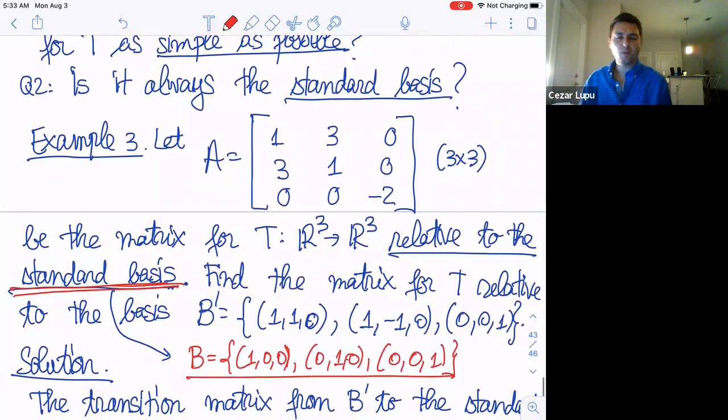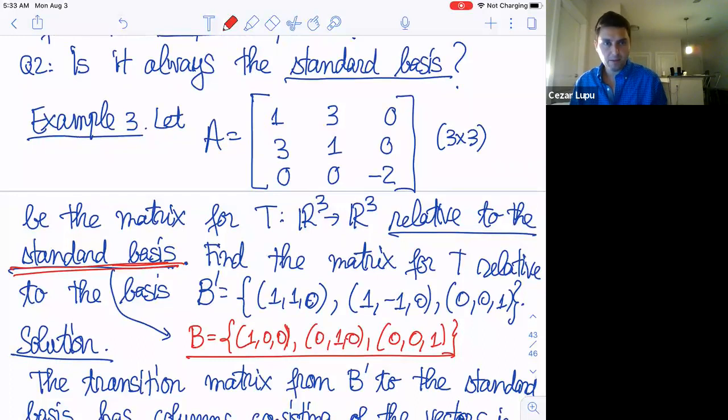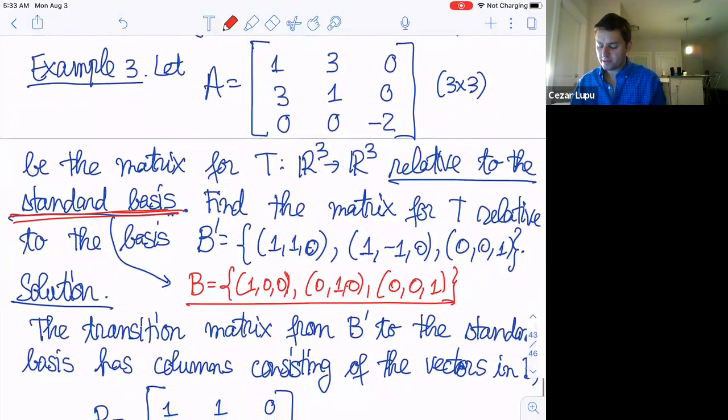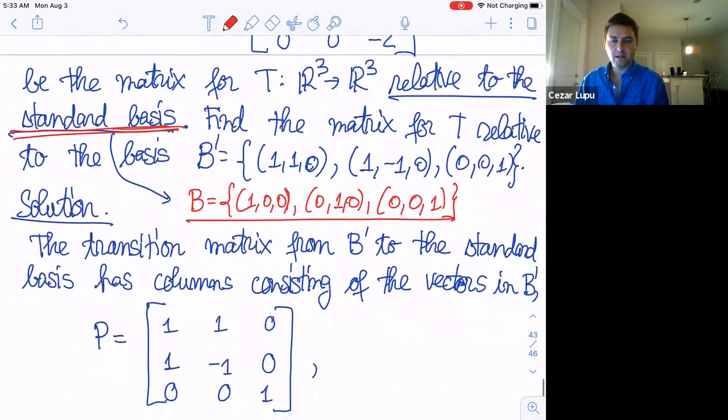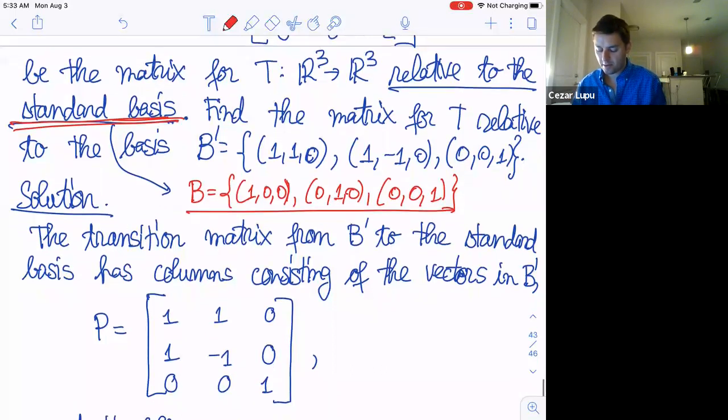All right, at this point it's quite clear what to do. The transition matrix from B prime to the standard basis has columns consisting of the vectors in B prime. Anyway, the transition matrix will be given by this. So it's 1, 1, 0, 1, -1, 0, 0, 0, 1. So like I said, it has columns consisting of vectors in B prime.